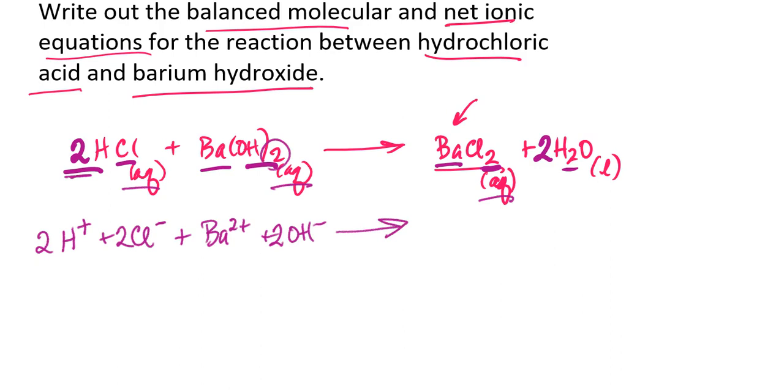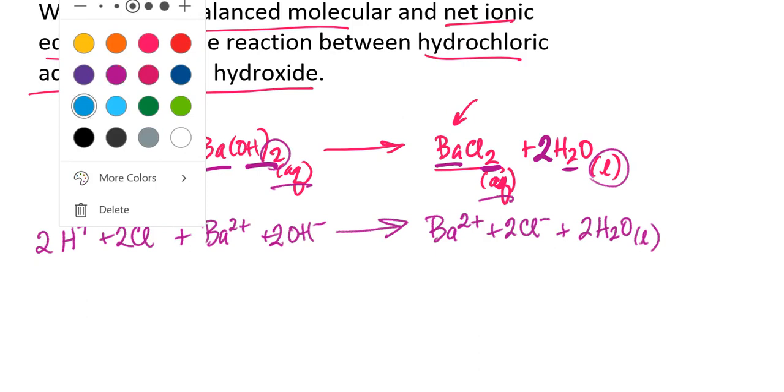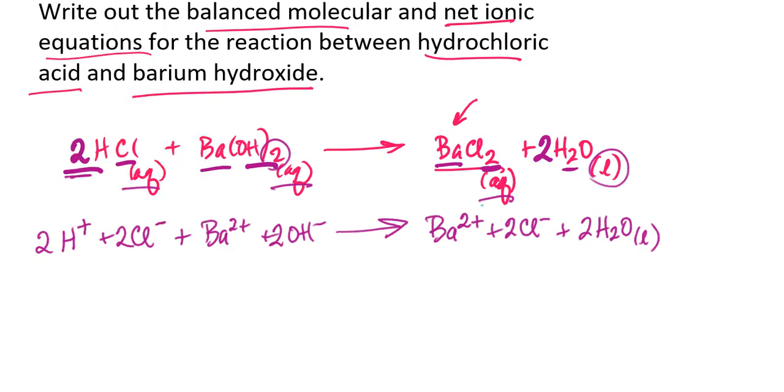The barium chloride is also an aqueous solution, so barium 2 plus, and then 2 chloride ions. And then lastly, recall only those substances that are in aqueous solution get separated into their constituent ions. Water is a liquid, not an aqueous solution, and so I would keep the formula for the water molecule intact as a liquid. Now I'm going to cancel out my spectator ions, and so the barium is a spectator ion, the chloride is a spectator ion.